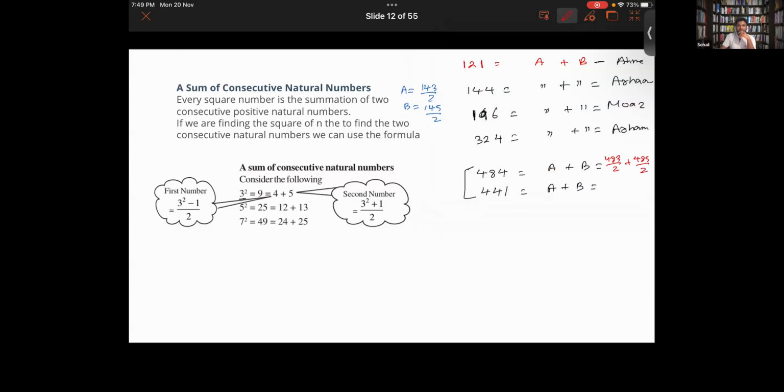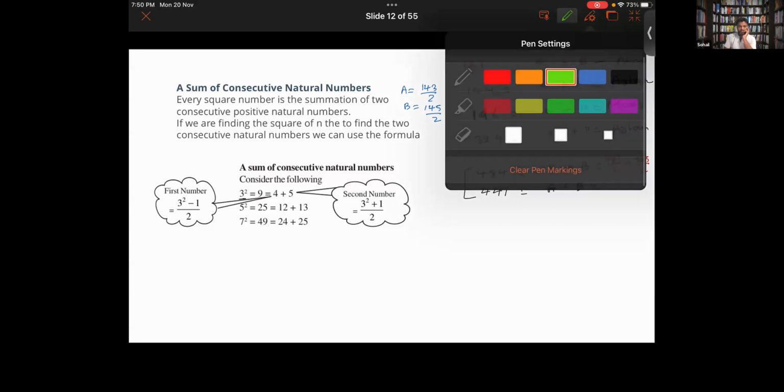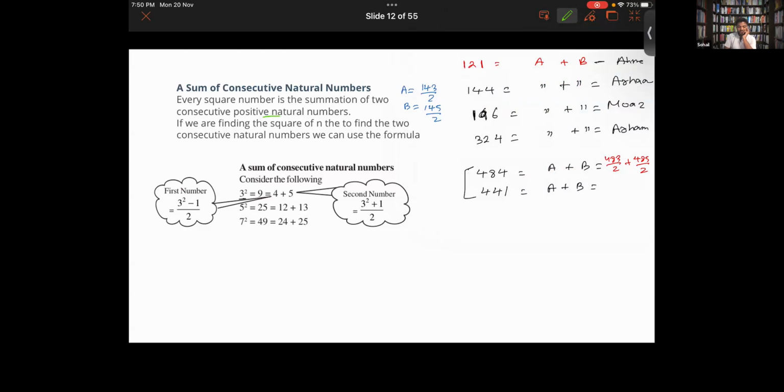Okay, and there is an interesting observation you guys will be making at the end of this discussion. The definition here says that every square number is the summation of two consecutive positive natural numbers. All of you pay attention here. It's written positive natural numbers, but the values like 143 upon 2, 145 upon 2, are they natural numbers? No, sir. So first solve them. I'm waiting for your answer, Arham and Moz. Then I will get to a conclusion here.